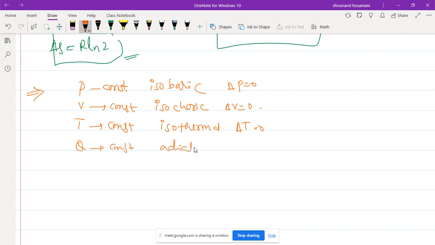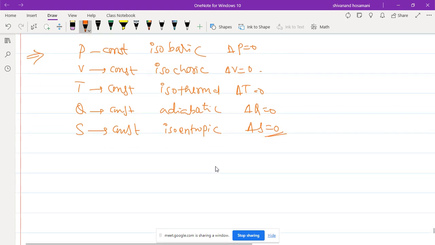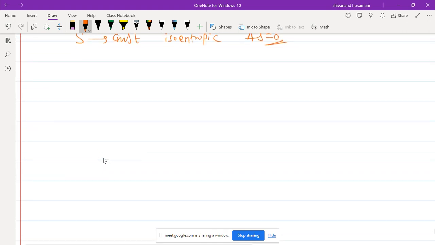Adiabatic. So that is defined as delta Q is equal to 0. Then S is constant ಇದ್ರೆ we call that isoentropic. Entropy same ಆದ್ರೆ, therefore isoentropic ಅಂತ ಕರೀತೀವಿ. So delta S is equal to 0 there. So remembering all these terms, let us understand how to convert the PV diagram to the TS diagram.